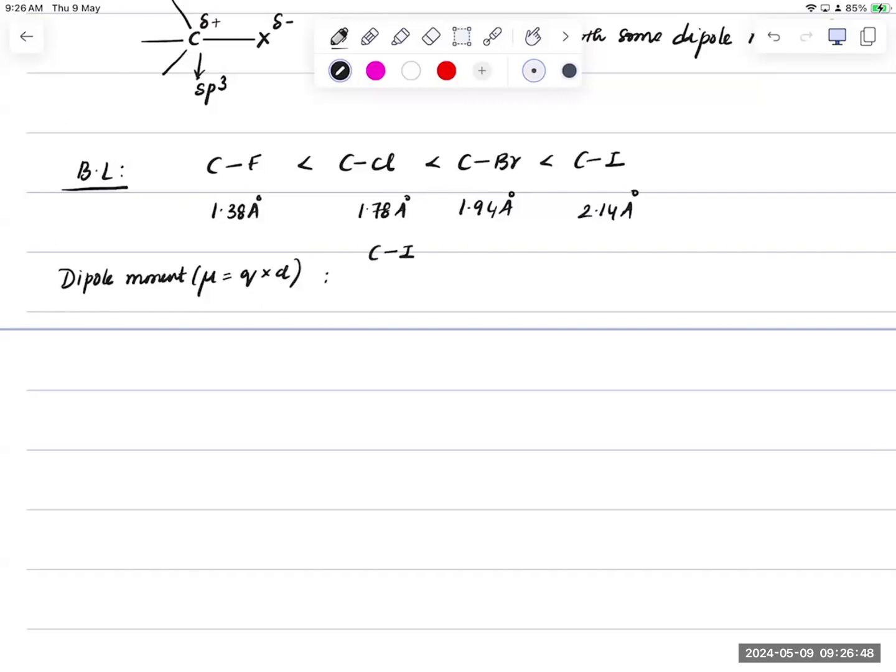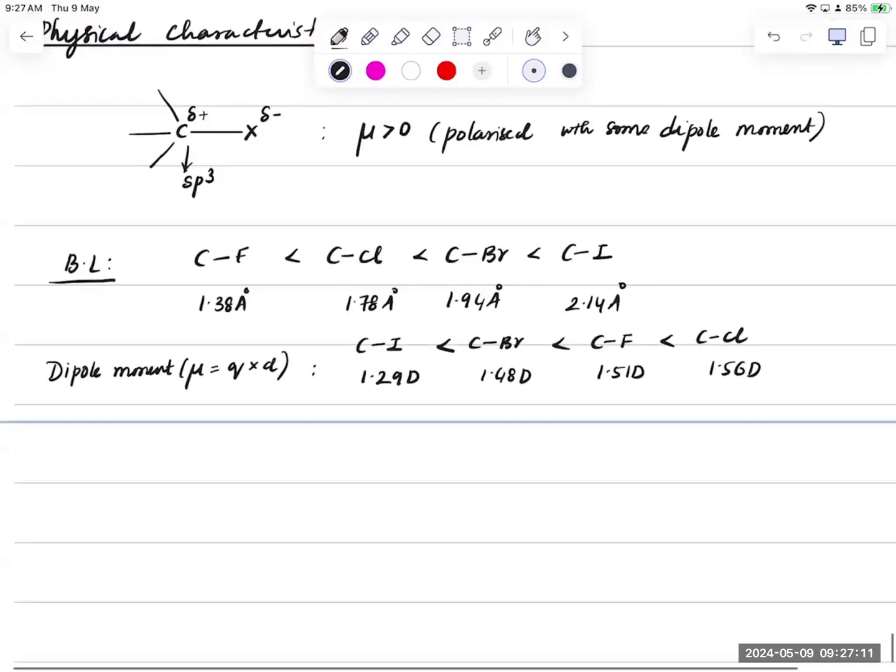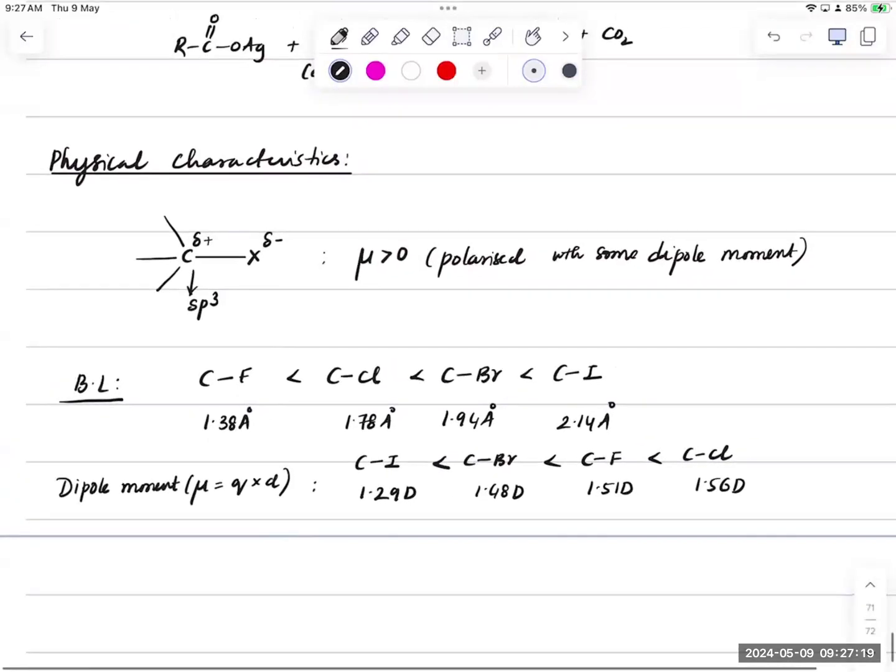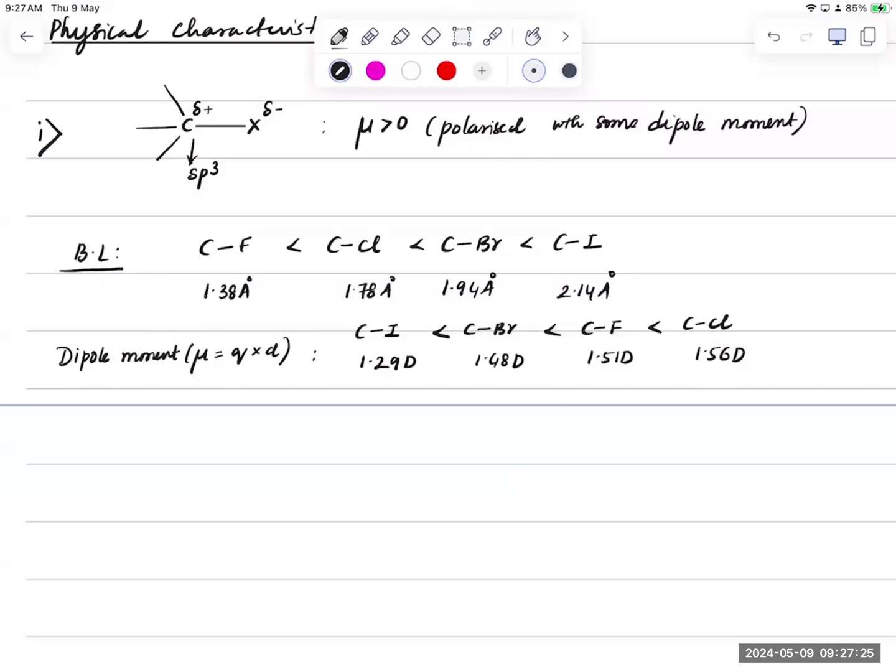If you compare C-I, C-Br, C-F and C-Cl, this is coming out to be 1.29 D units, this is 1.48 D units, this is 1.51 D units, and C-Cl will be 1.56 D units. So you can see the product is dominant for the carbon-chlorine bond. So the dipole moment of the carbon-chlorine bond will be greater than that of carbon and fluorine. Okay. So this is the first characteristic about dipole moment you should learn. Everybody clear on that? How the dipole moment is changing.